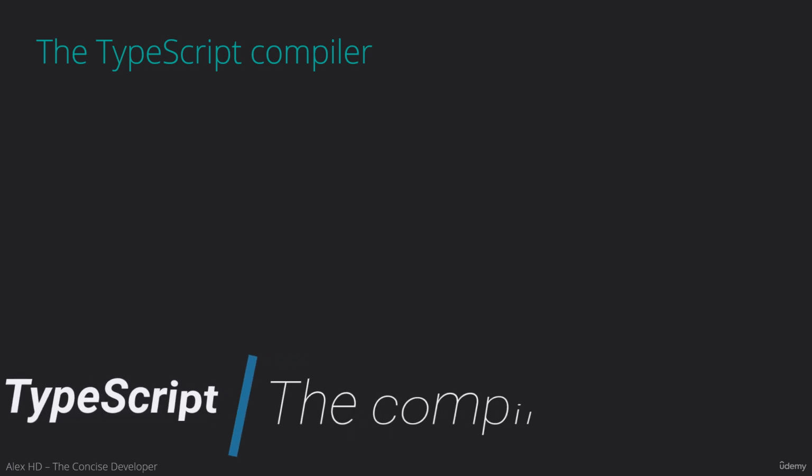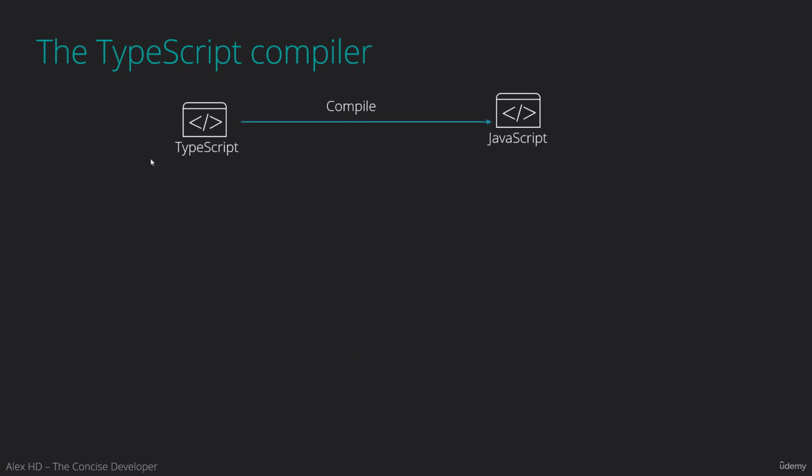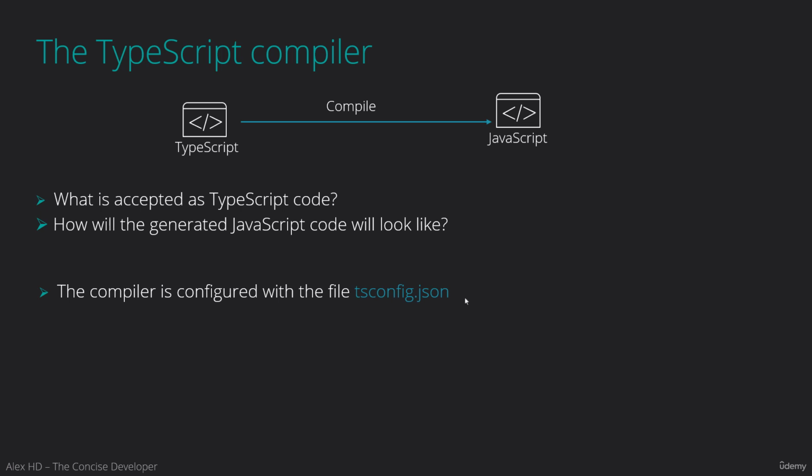Let's now talk about the TypeScript compiler. Its purpose is to take TypeScript code, compile it, or transpile it better said, and generate from it JavaScript code. It sounds like a very easy task, but under the hood the compiler is a very complex system, and the compiler uses options. The compiler is configured in a file called tsconfig.json.